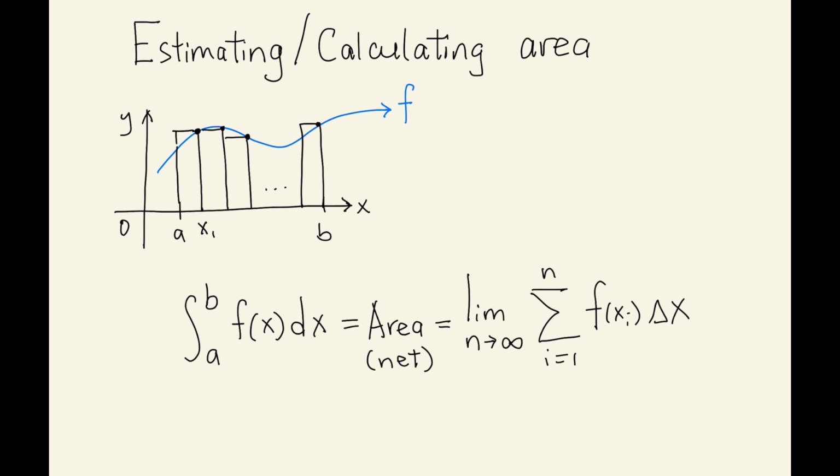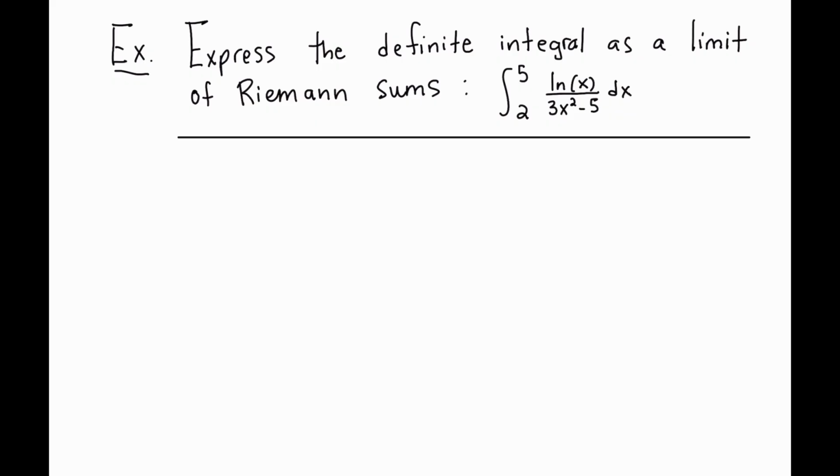This is exactly how we calculate. And remember, just to give you a little more detail, delta x is just b minus a over n, and xi is a plus i delta x. So we can calculate those exactly. Let's do an example just to reinforce this idea that the definite integral is exactly what we just did with the limits of the Riemann sums. So let's do this example.